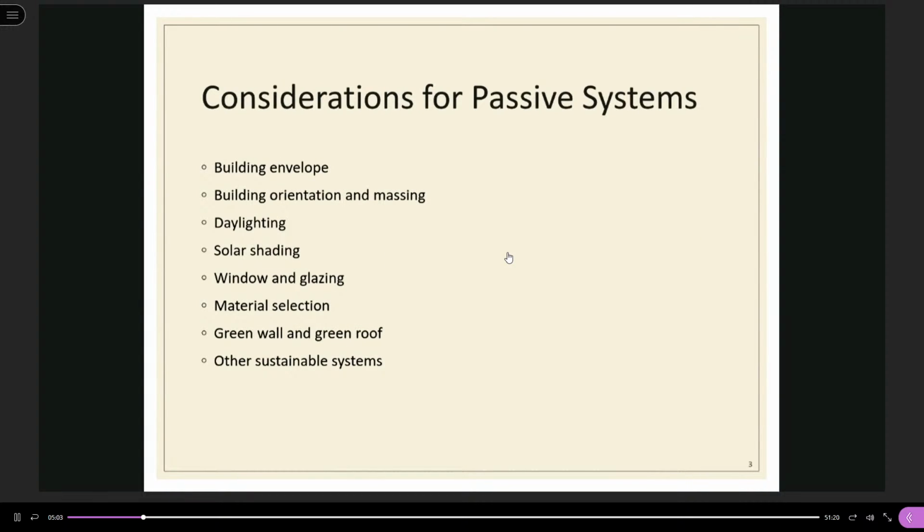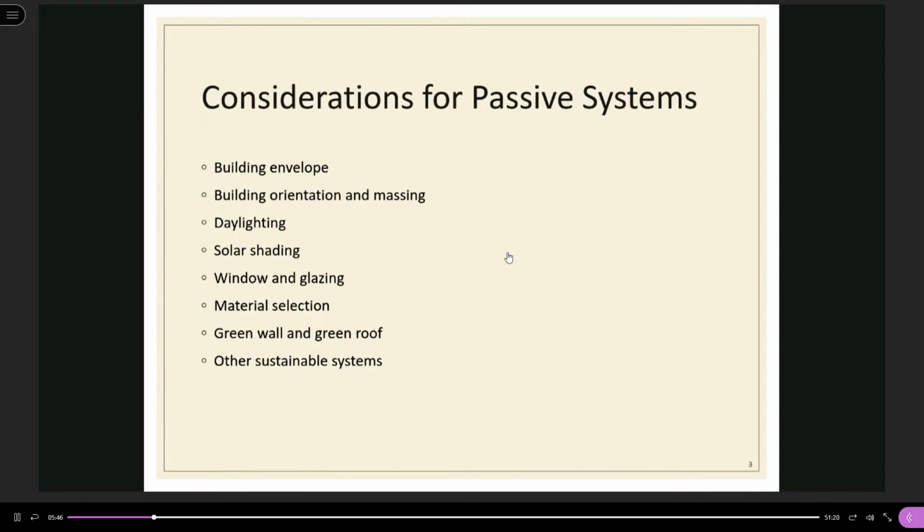So in practice, we have both active and passive systems in the building. Okay, so when you want to incorporate passive systems, what are the considerations? Just like you are now the architect, designing a building, and you want to incorporate as many passive systems as possible into your building. You want to make it a sustainable building. Then you will consider the building envelope, that is the exterior walls and the roofs, and also including the windows. The one that wraps the building is the building envelope.